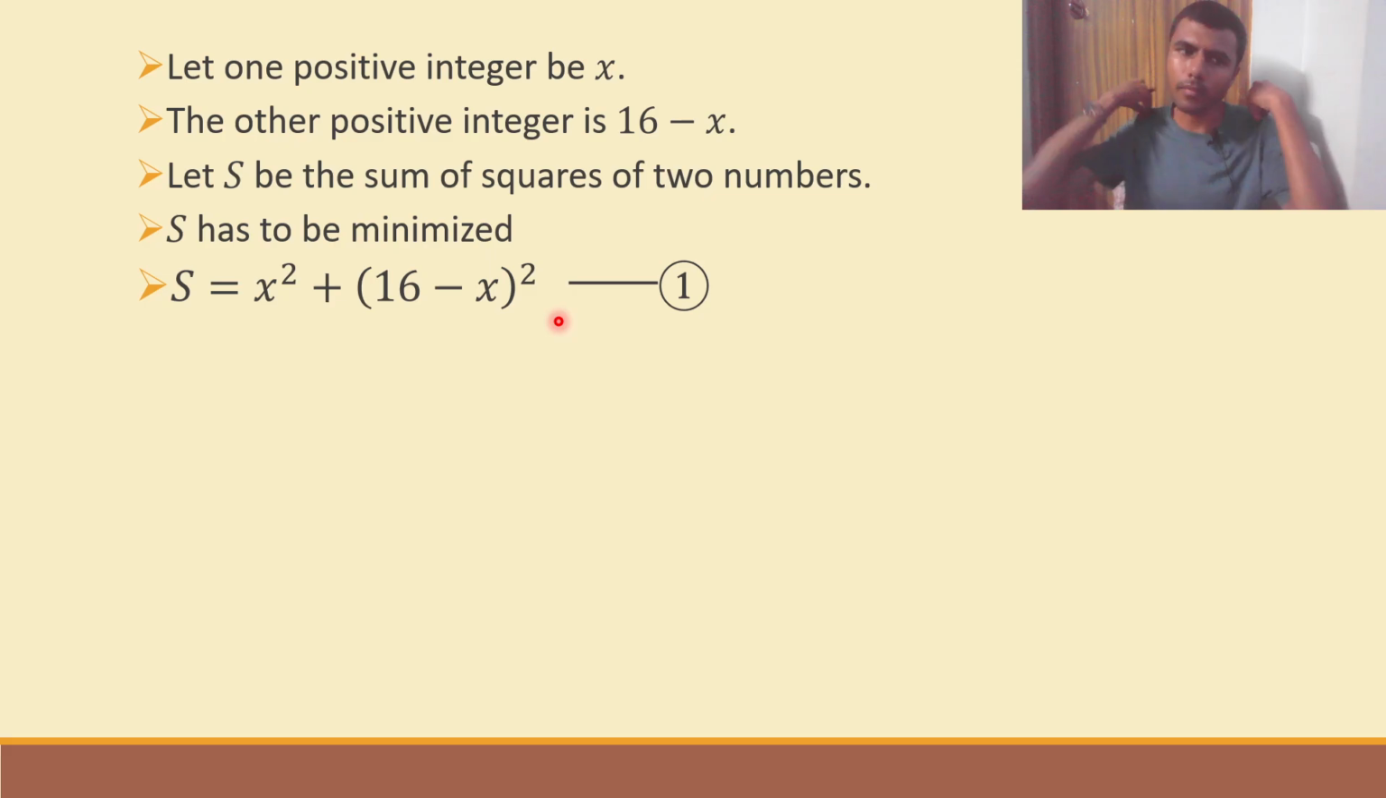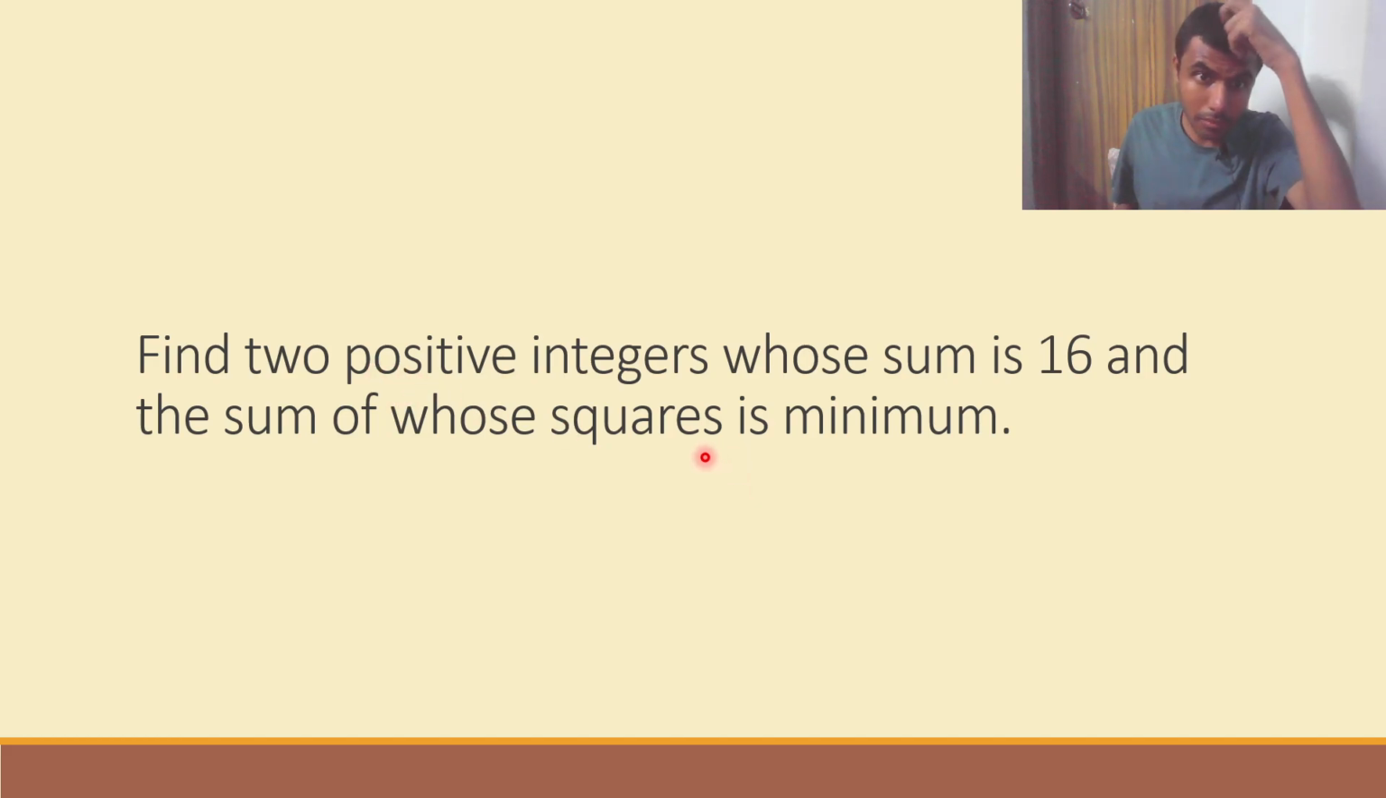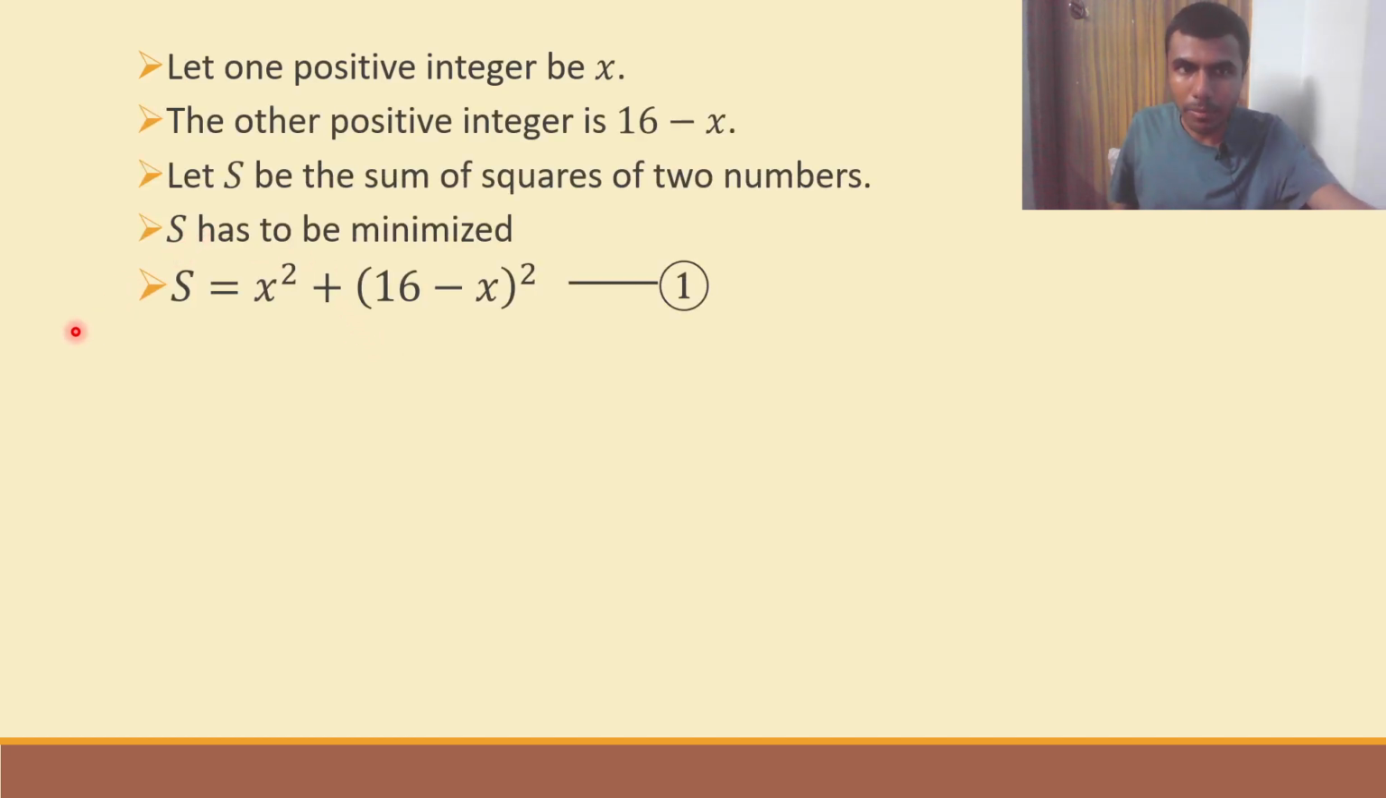Now next, what they're asking us to find out is two positive integers whose sum of squares is minimum. That means s is minimum. See guys, remember, whenever they ask something like minimum, maximum and all that, you have to differentiate the given thing, whatever they have asked. They asked us to minimize s, so we have to differentiate s with respect to x. And also differentiate it again so that we can check whether it is maximum or minimum.